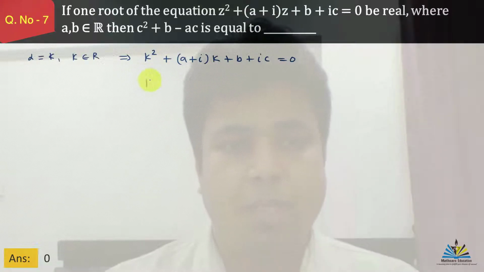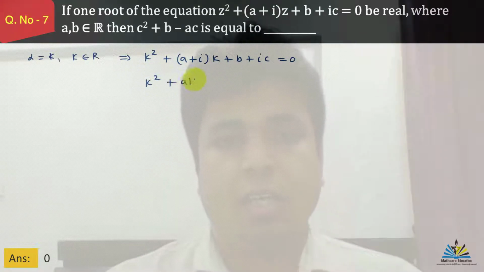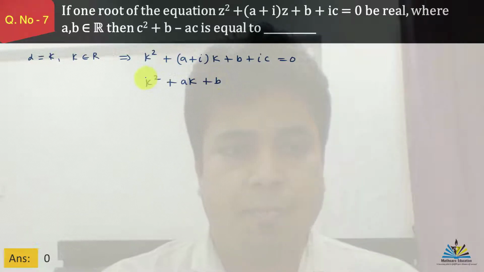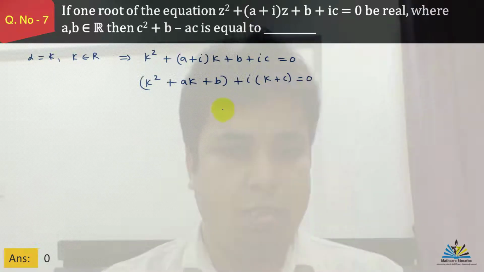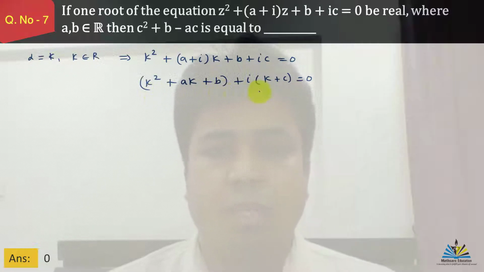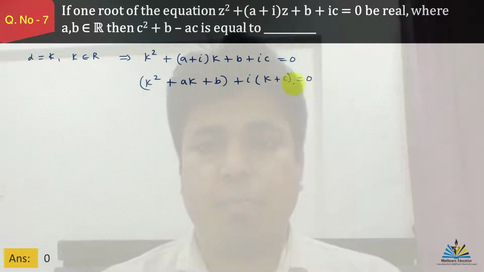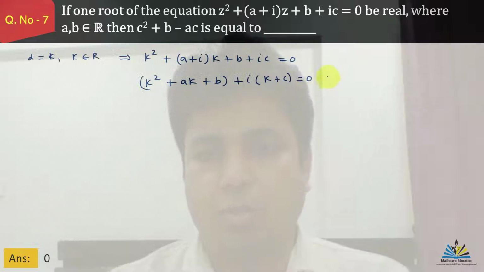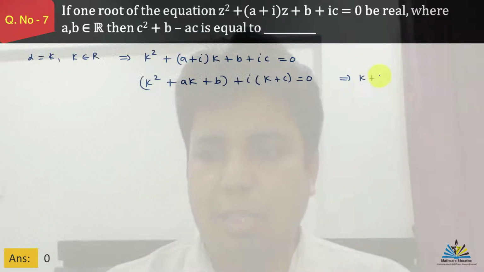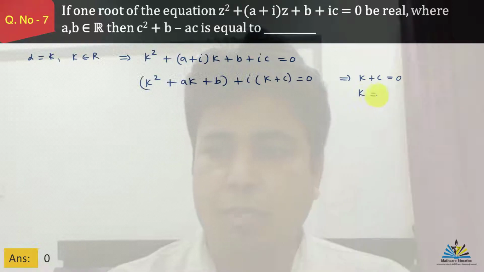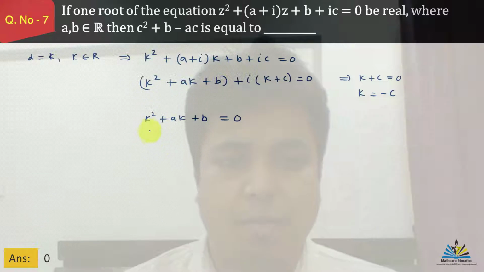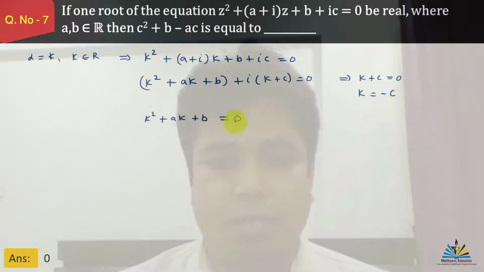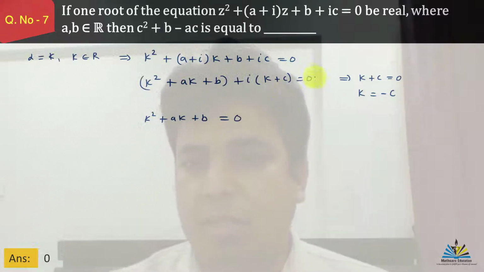So the real part must be k square plus ak plus b, and plus iota times k plus c is equal to 0. So this is the real part of this complex number, this is the imaginary part, and this is equal to 0. So this implies k plus c is equal to 0, so k is equal to minus c. If we put k equal to minus c, then we will get k square plus ak plus b equal to 0, and the whole complex number is equal to 0.